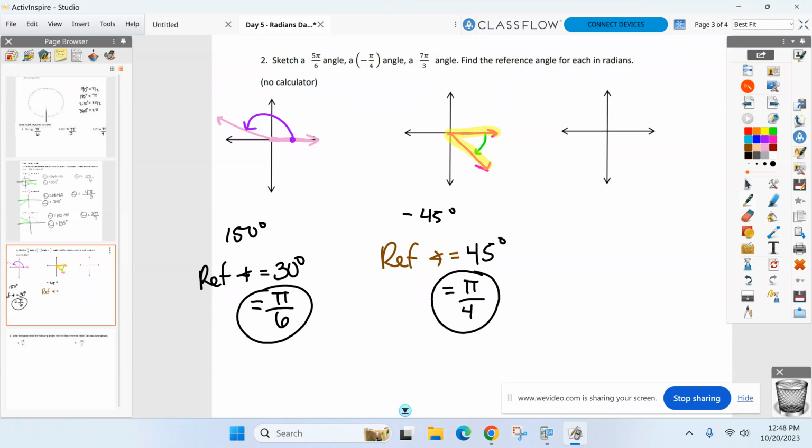What is pi over 3? 60 degrees. 60, times 7 is 420 degrees. Oh, we're going to have a loop-de-loop here, huh? A little loop-de-loop. Make it a little smaller, though. What actually is this angle? 60.